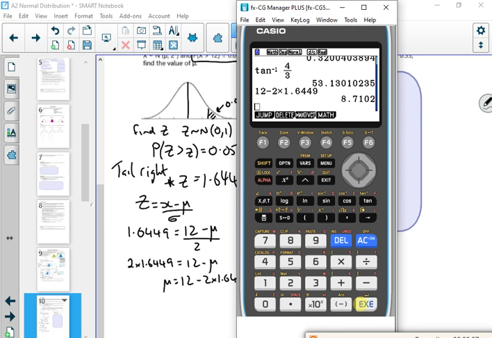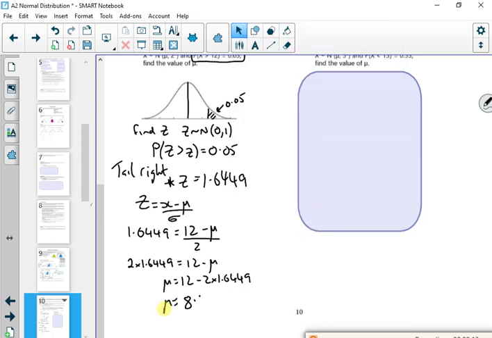Right, so 12 minus 2 times 1.6449 gives 8.71. So it's given me an average of 8.71. The competing pack was 8.72 because it was a lesser value.